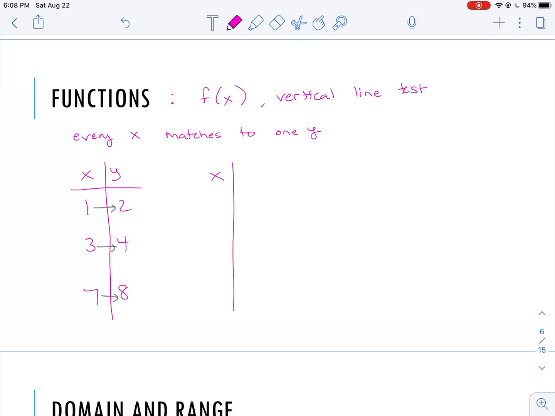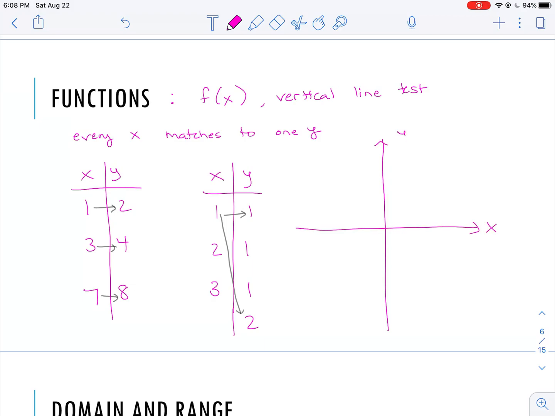If you had a table of values and x is matched to more than one y, like 1, 1, 2, 1, and 3, 1, and 1, 2. We have 1 matching with 1, but we also have 1 matching with 2. So 1 is pairing with 2 different things. What does that look like on a graph when an x value is pairing with multiple partners? Well, that's where the vertical line test comes into play.